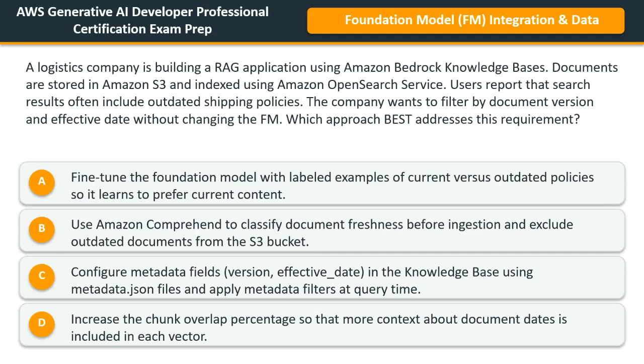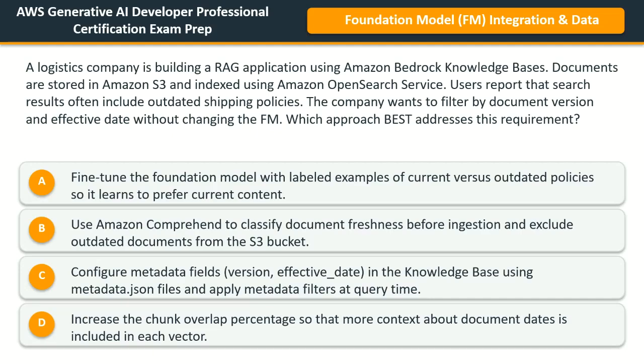A logistics company is building a RAG application using Amazon Bedrock knowledge bases. Documents are stored in Amazon S3 and indexed using Amazon's OpenSearch service. Users report that search results often include outdated shipping policies. The company wants to filter results by document version and effective date without changing the foundation model. Which approach best addresses this requirement?